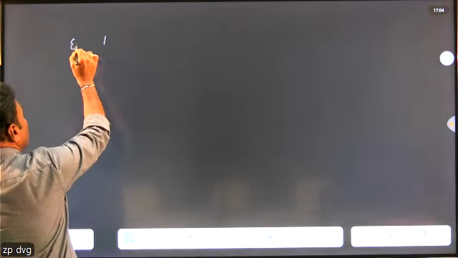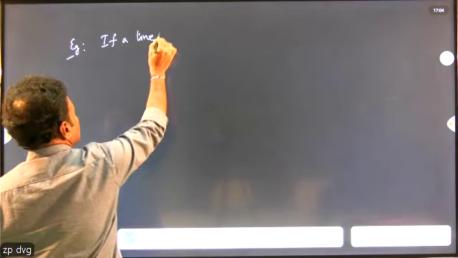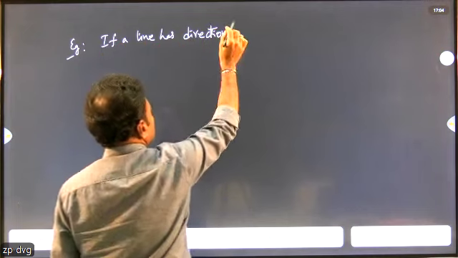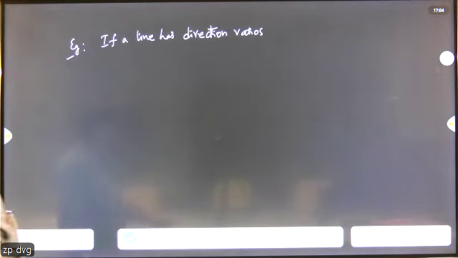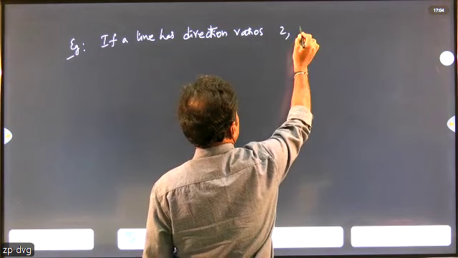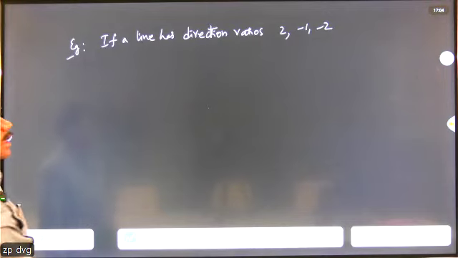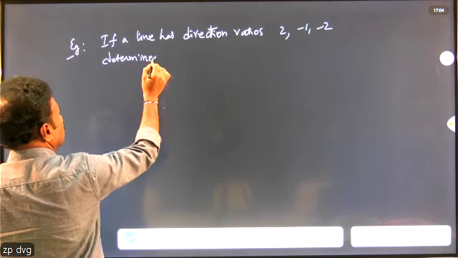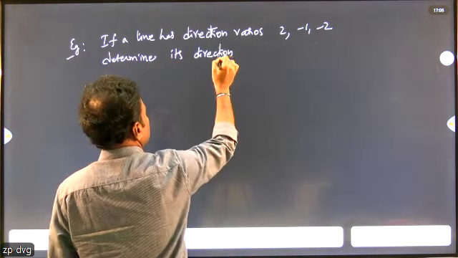Next example: if a line has direction ratios 2, minus 1, minus 2, then determine its direction cosines.